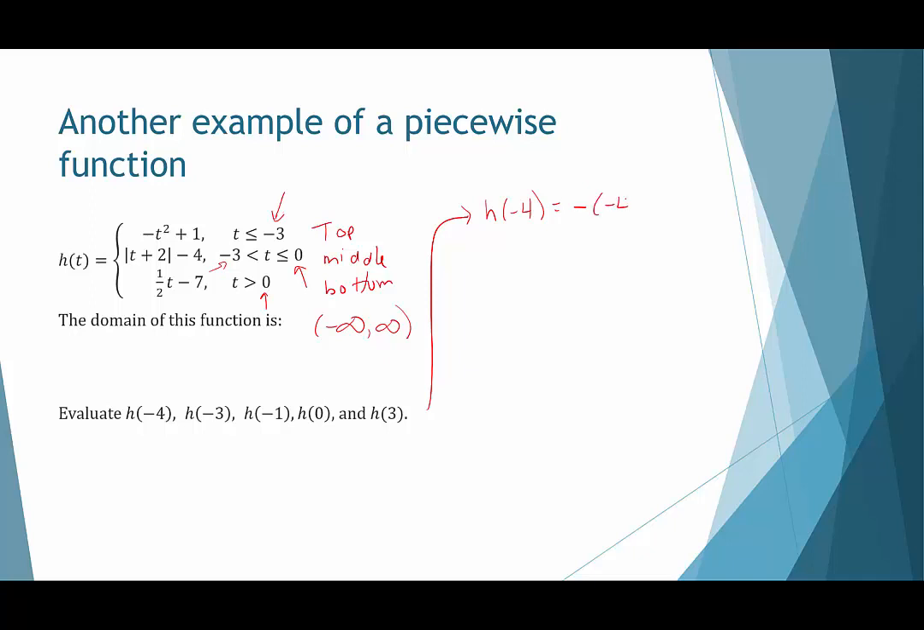That would be -4 squared plus 1. -4 squared is 16, but that negative in front gets treated as multiplication and gets attached after. -16 plus 1 is -15.